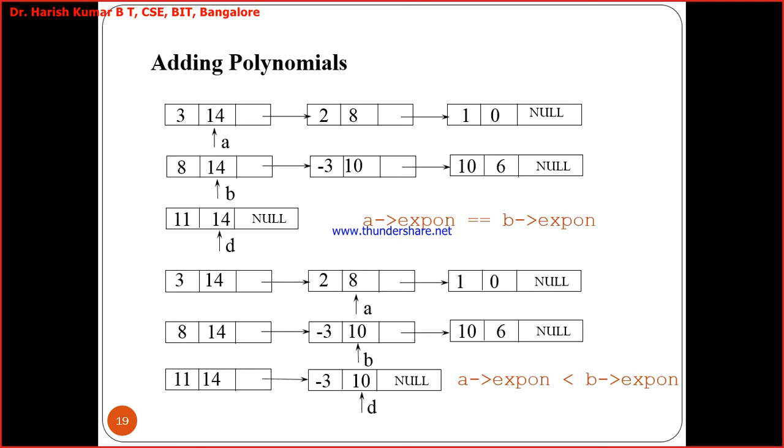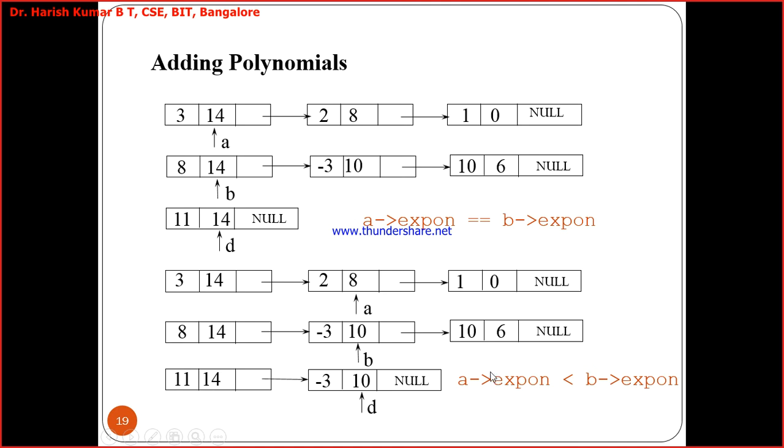After that we understood the rules of adding the polynomials. If the exponents of the terms are the same, then we add the corresponding coefficients. That is what is shown over here. The exponent of this term of polynomial a and the exponent here of polynomial b were the same, and we added the corresponding coefficients and wrote it, and this is my new resultant polynomial. Next, if the exponents are the same, we increment a and b, both. Now a is pointing to this node, and b is pointing to this node.